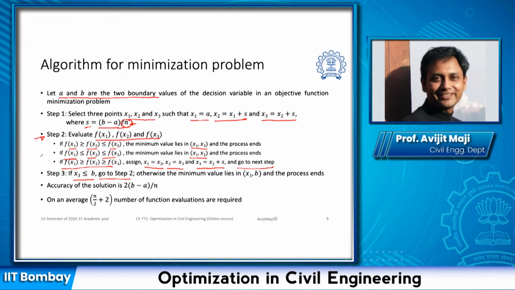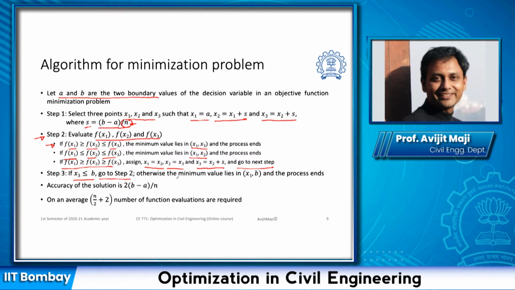This process will go on repetitively till we reach the other boundary, or we reach a point where we find that my first point is better than the next 2 points, x2 and x3, or my second point is better than the first and the third point, which is this condition. In all these cases we are going to terminate, and then we are going to report the boundary of the objective function value.